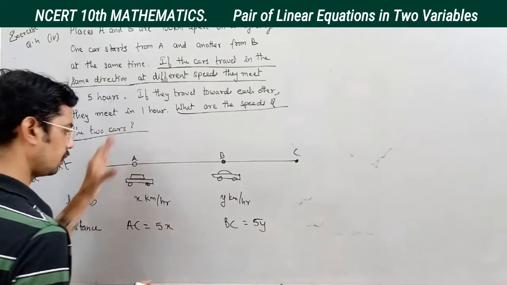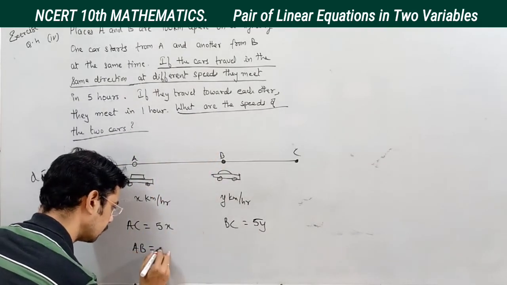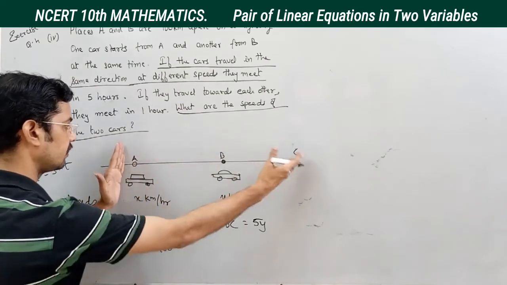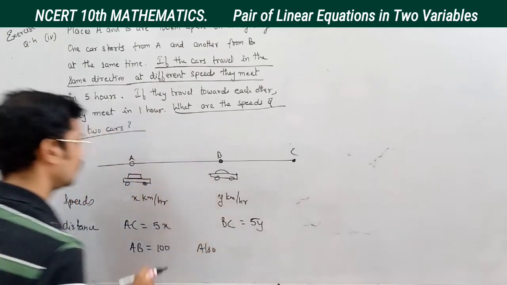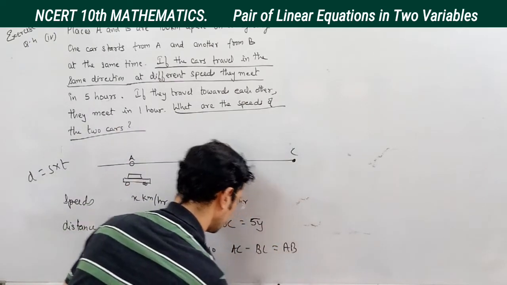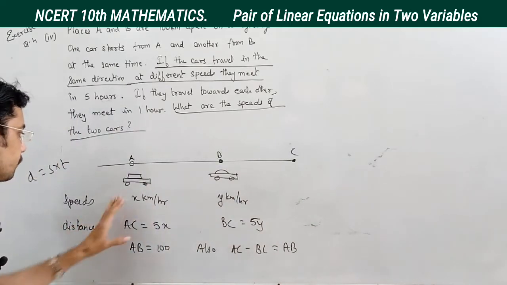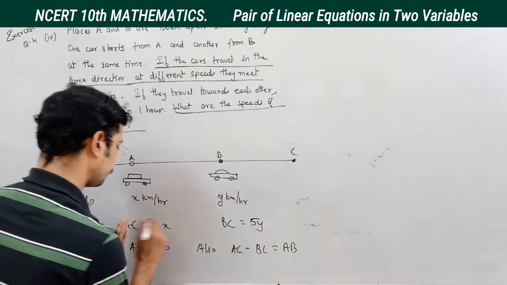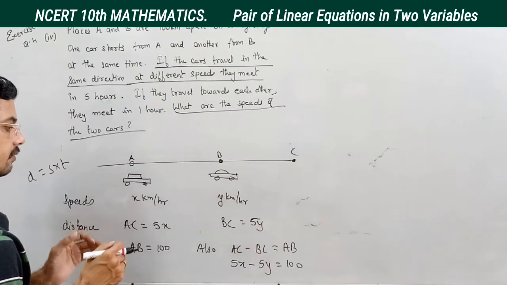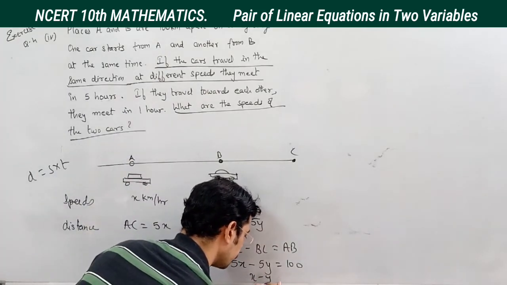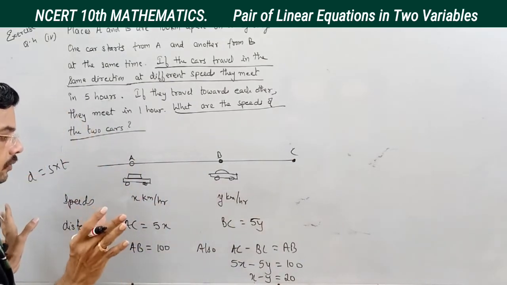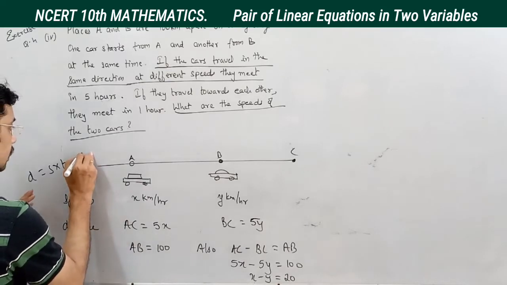Now, what is AB? AB is equal to 100. How can you relate AB, AC and BC? Very easily: AC minus BC will be equal to AB. So AC is 5x minus BC, which is 5y, and AB is 100. So we get 5x minus 5y equal to 100, or x minus y equal to 20. So this is one equation, for cars moving in the same direction.